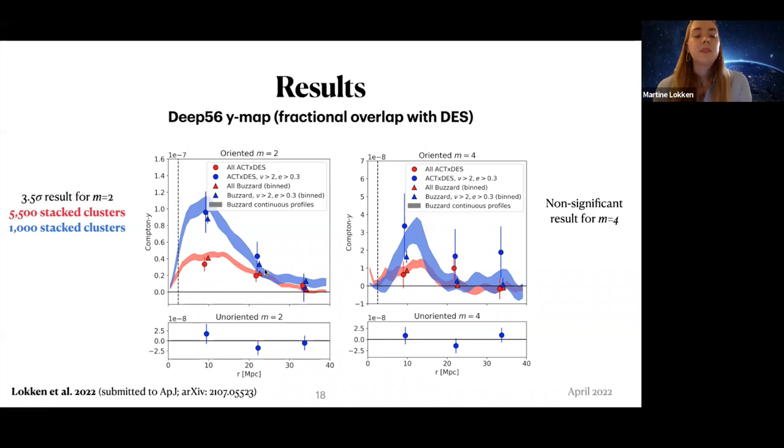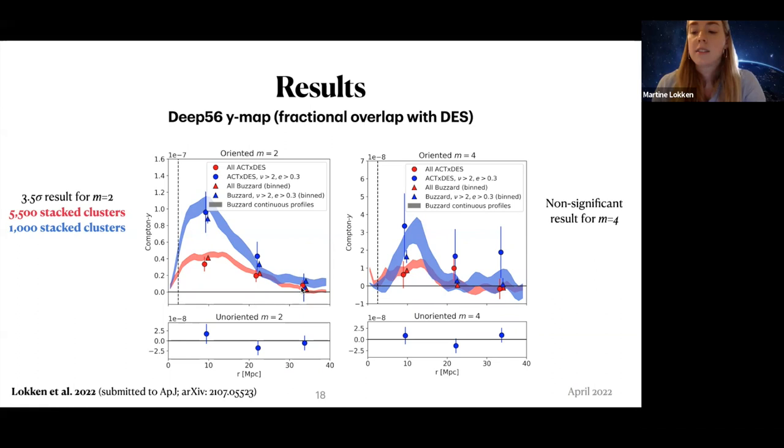The significance of this detection is similar in both cases because the sample size is reduced for the blue points. And so although you end up getting a higher signal, it's also higher noise. But in general, this represents a 3.5 sigma detection of large scale anisotropy around clusters. And of course, this is expected because we know that clusters live in filaments in the cosmic web, but it's a neat proof of concept for using this method as a probe of filamentary structure.